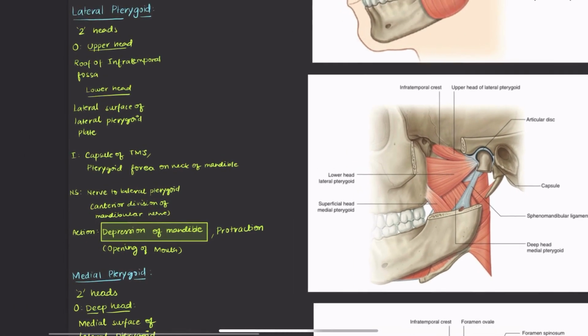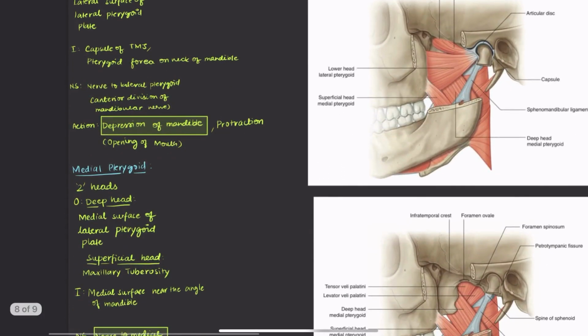They are going to get innervation from the nerve to the lateral pterygoid, which is again a branch of the anterior division of mandibular nerve, and this is the only muscle which is going to depress the mandible and cause opening of the mouth. It also helps in protraction of the jaw.